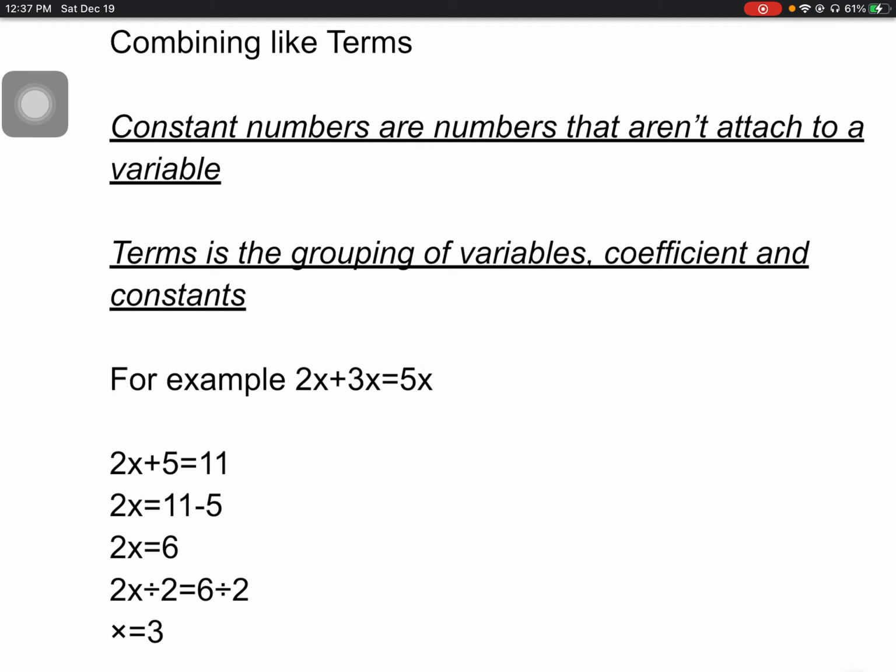So x is equal to the result, and we know it works because if we plug it back in, as 2 times 3 plus 5 equals 11, 2 times 3 is 6, and 6 plus 5 equals 11, so 11 equals 11.